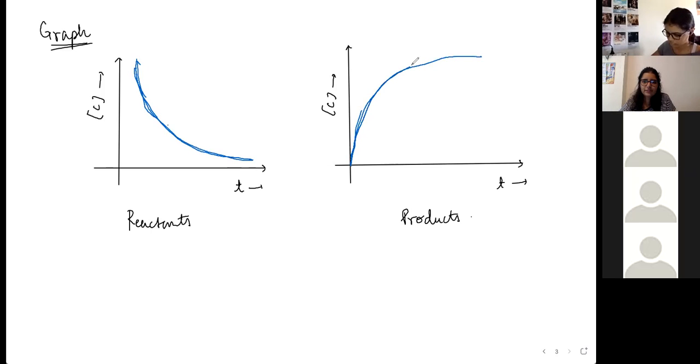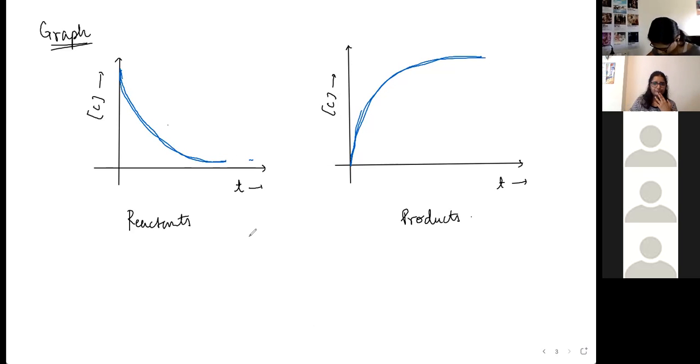The shape is a little wonky, but it's like a smooth curve. Yeah. Slight modification here. We start measuring at t equal to zero. So we can do this. So this is how much you took initially. Products initially was zero. Then this much formed, so this gets decreased.